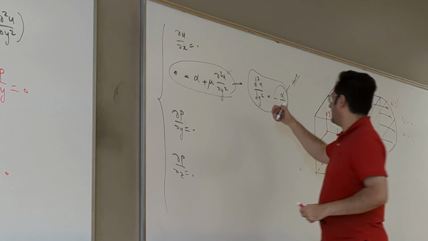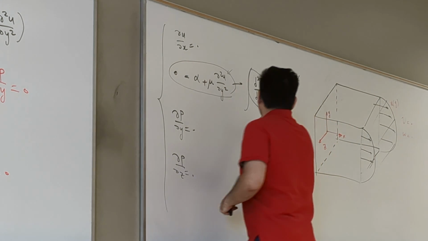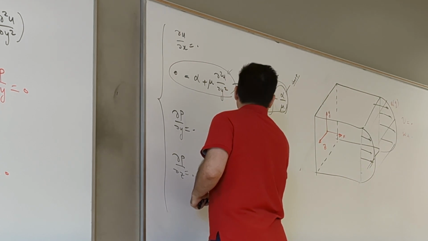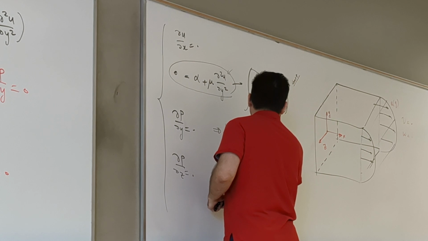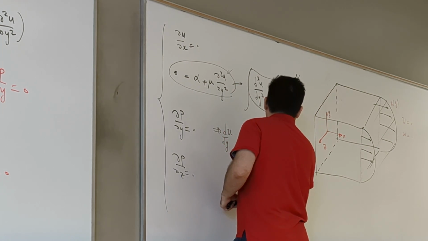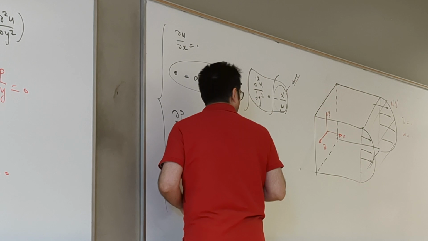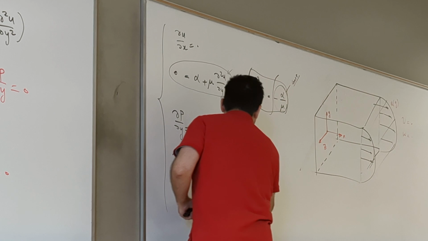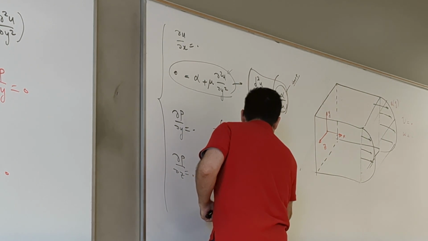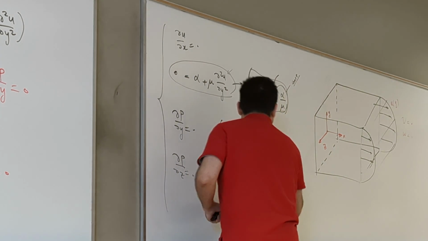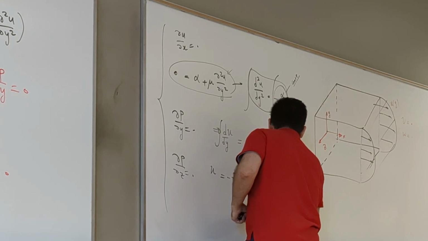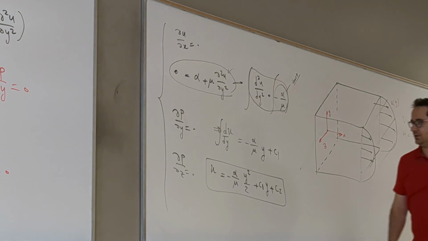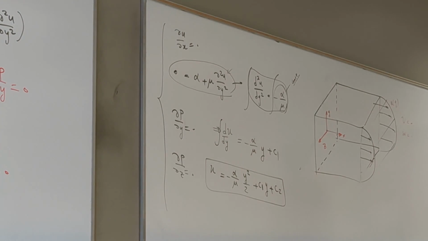So our first integral is going to give me du/dy equal to negative alpha over mu times y plus c1. And then one more integral is going to give you u equal to negative alpha over mu, y squared over 2, plus c1 times y plus c2.